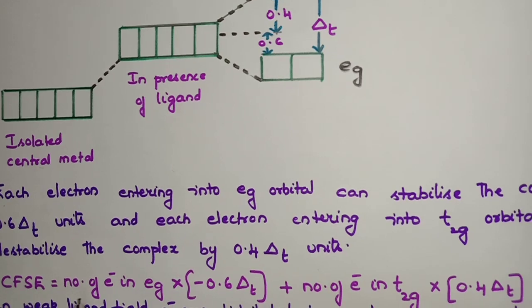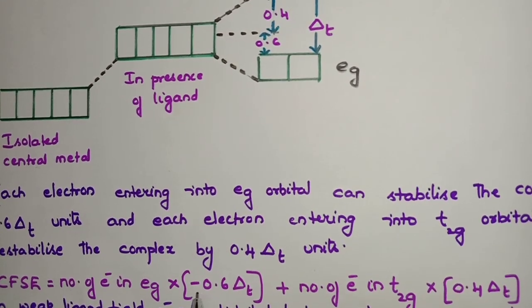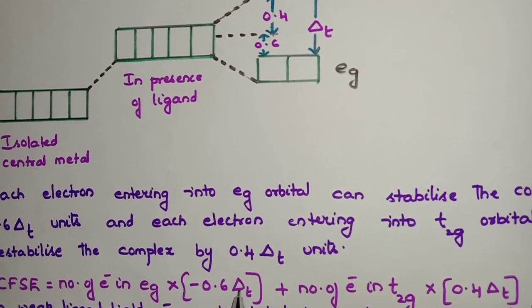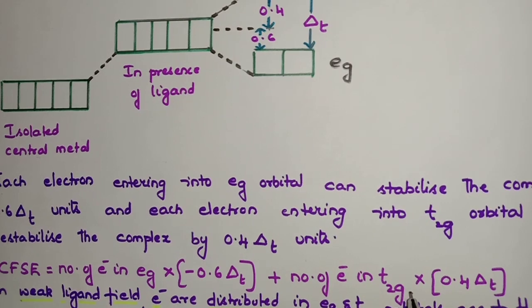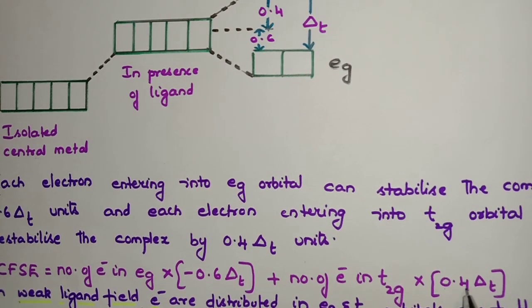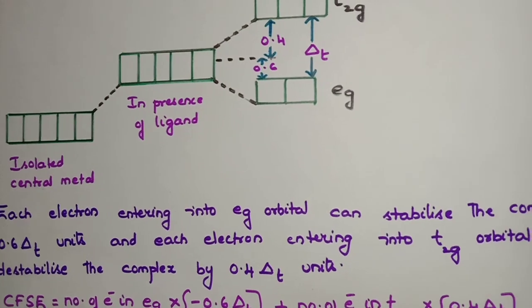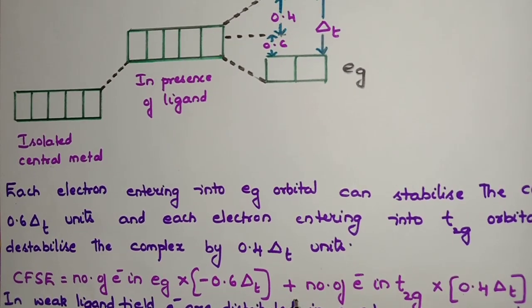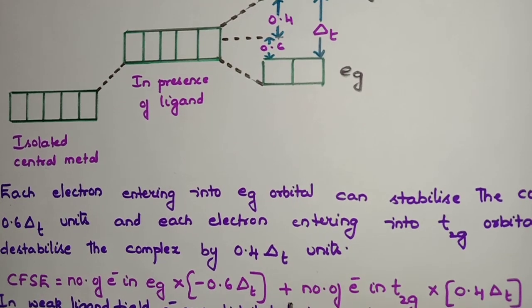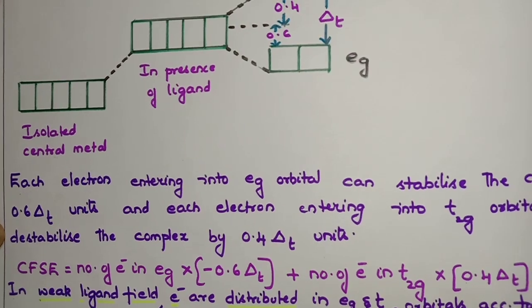Okay, understood? So the number of electrons present in Eg orbitals multiplied by minus 0.6 delta T, plus the number of electrons in T2g orbitals multiplied by 0.4 delta T units. If you know this formula, it will be very easy to calculate the CFSE of various tetrahedral complexes. So put it in a box and learn this formula carefully.